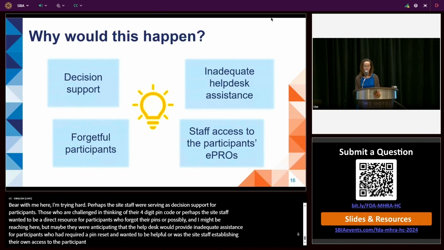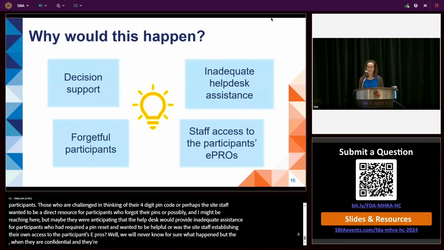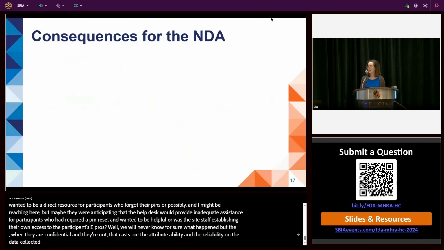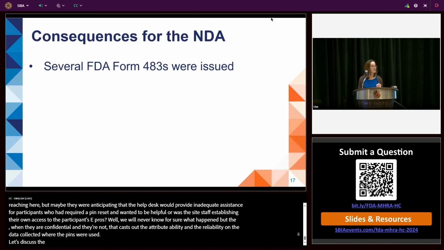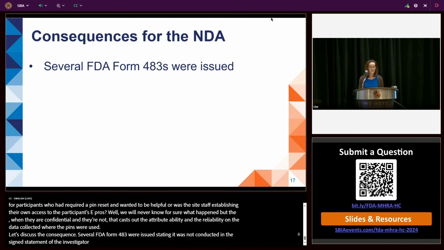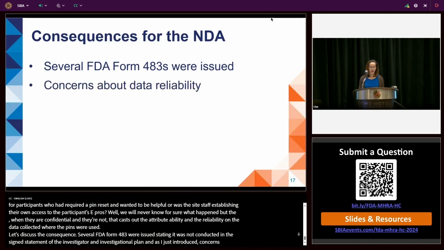Well, we will never know for sure what happened, but the fact remains that when PINs and security questions should be confidential and they are not, that casts doubt on the attributability and therefore the reliability of the data collected on devices where those PINs were used. Let's now discuss the consequences for the NDA. Several FDA Form 483s were issued to clinical investigators, stating that the investigation was not conducted in accordance with the signed statement of the investigator and investigational plan. And as I just introduced, concerns about data reliability were there.